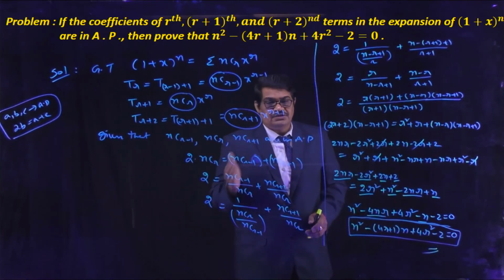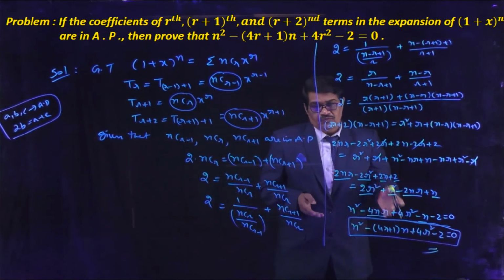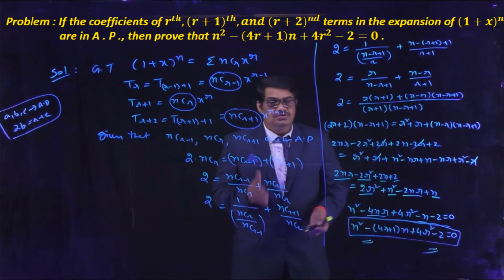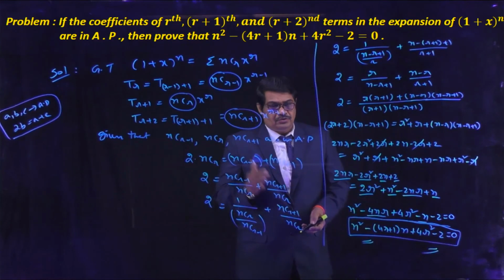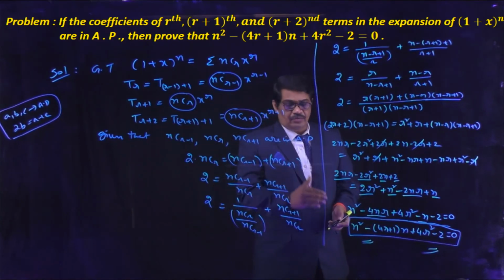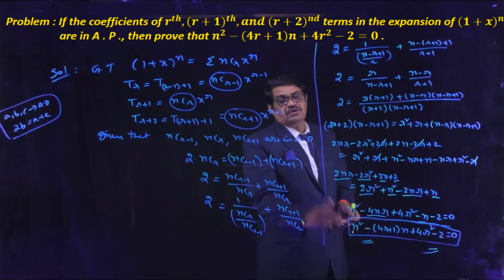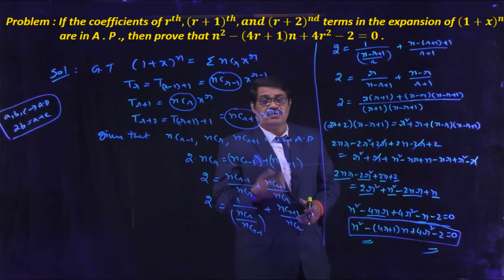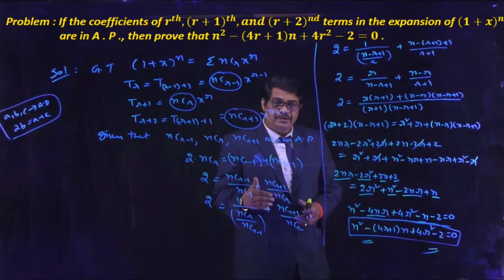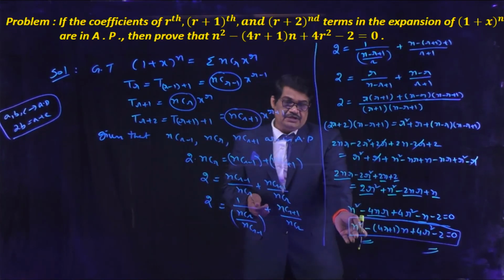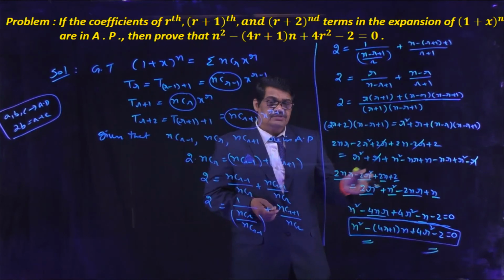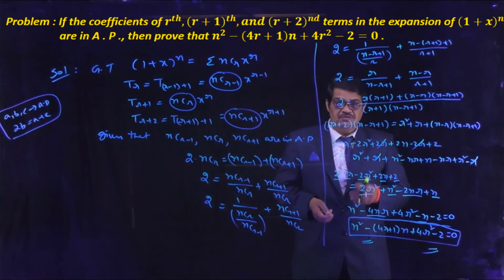Okay, this is very important for IIT problems, and this formula is used in objective problems. So many problems we are using this formula. If 3 consecutive terms in the expansion of (1 plus x) whole power n are in AP, then what is the condition? That is n square minus (4r plus 1) into n plus 4r square minus 2 is equal to 0. Okay.